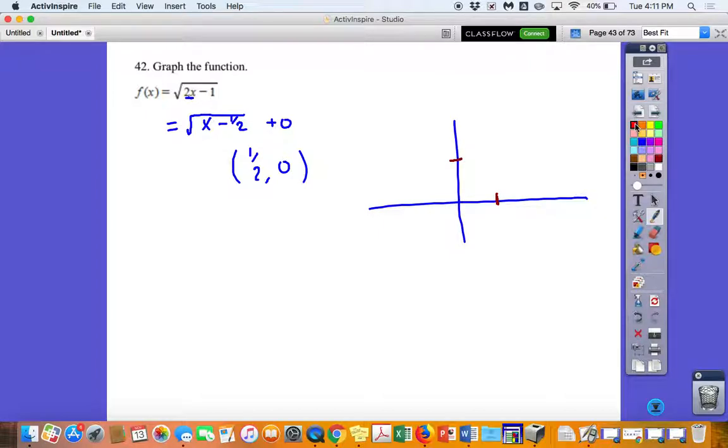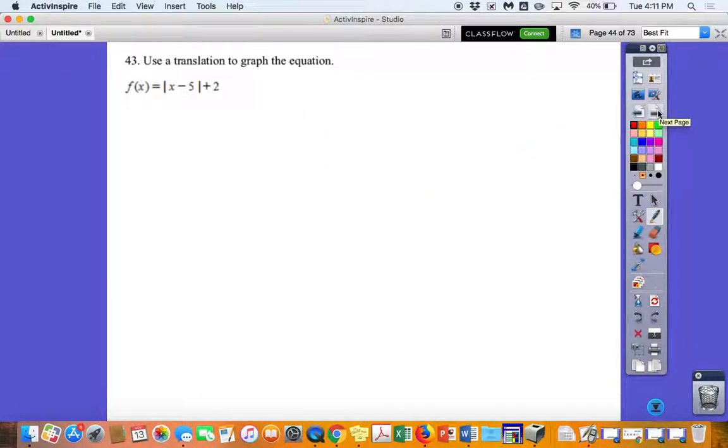What we're doing is we're going over a half, and we're starting here. And you remember square root is the swish. So we're doing that because remember the number out front is just 1. So you just need your little swishy starting right there. Not a big deal. Use a translation to graph it.